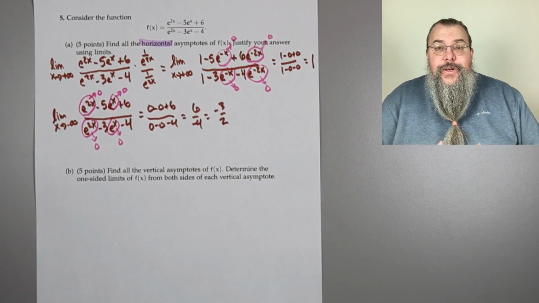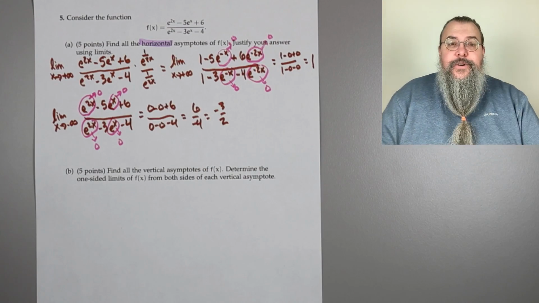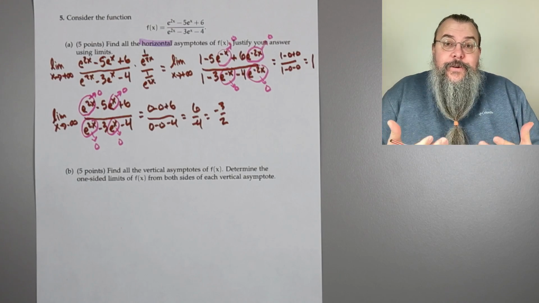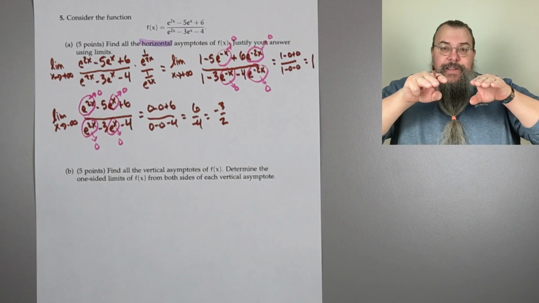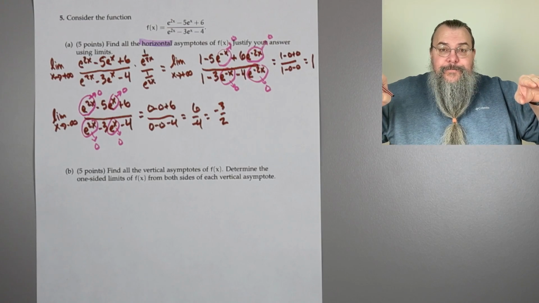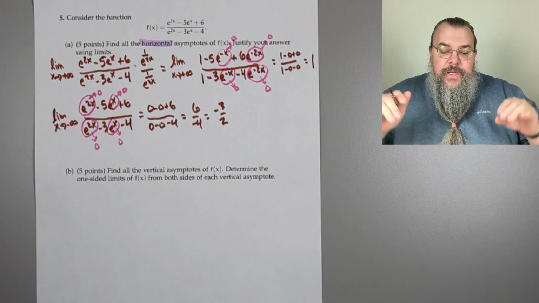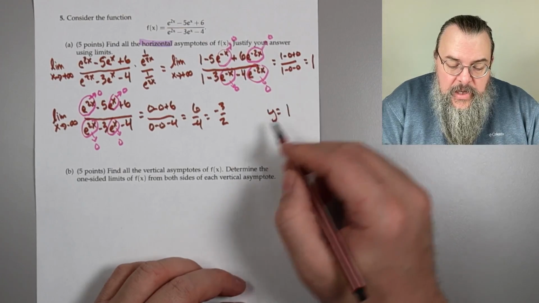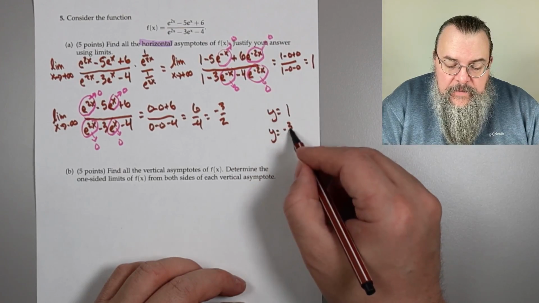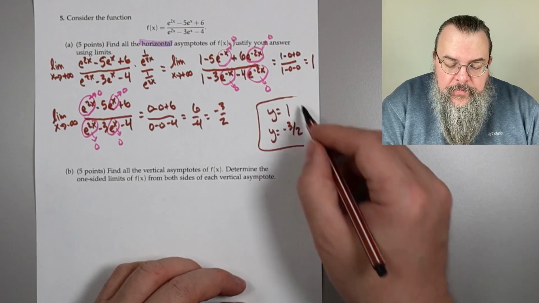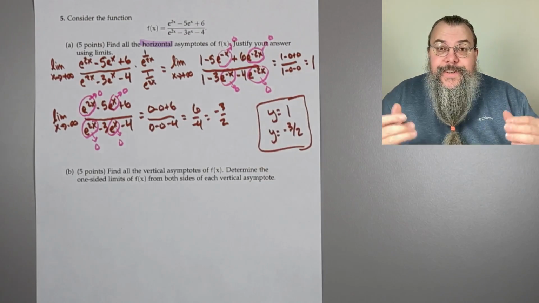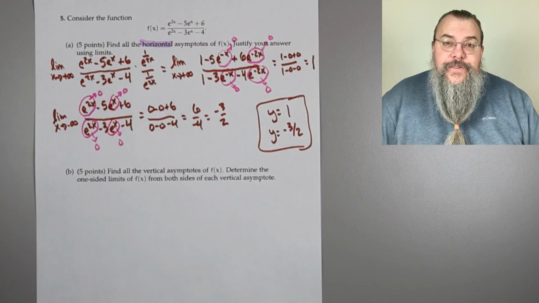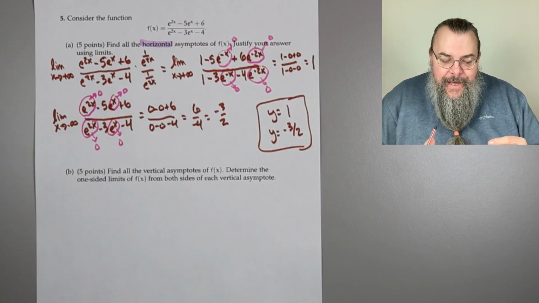All right, so as we head to positive infinity, we approach 1. As we head to negative infinity, we approach negative 3 halves. So what are the horizontal asymptotes? Horizontal asymptotes are flat lines, so they look like y equals something. Our horizontal asymptotes are y equals 1 and y equals negative 3 halves. And that's it. We used limits, and so we have our justification. So we're good with part A.